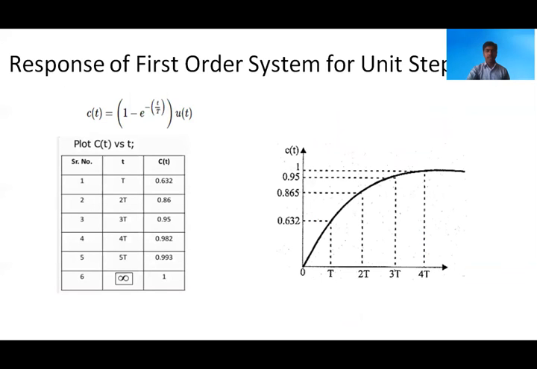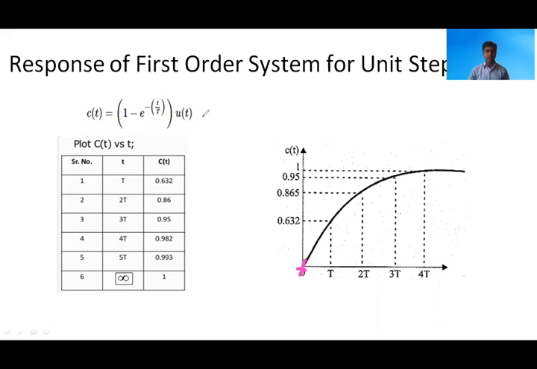Now you can express this mathematical expression of c(t) in a graphical way like this. So we have the expression c(t) is equal to 1 minus e power minus t by capital T into u(t). Take different t values. When t is equal to 0, it is simply 0, because 1 minus e power 0 is 1, so 1 minus 1 becomes 0. So we have kept this point: at t is equal to 0, we got the magnitude c(t) as 0.